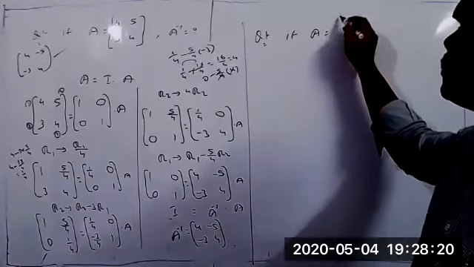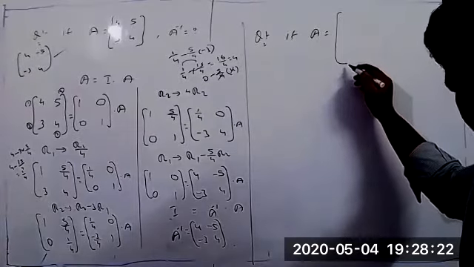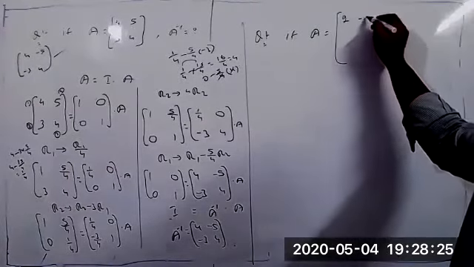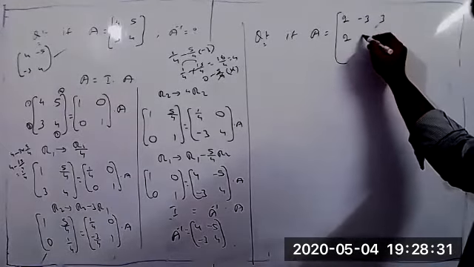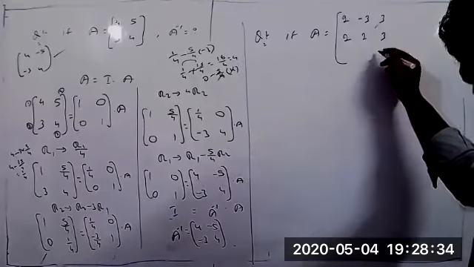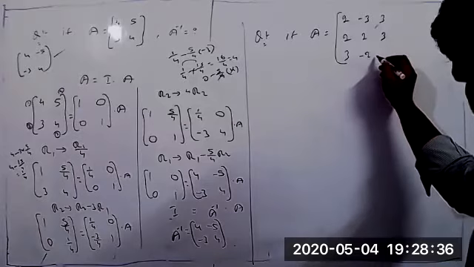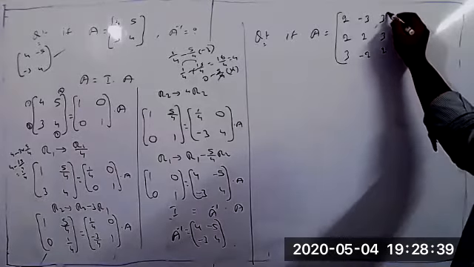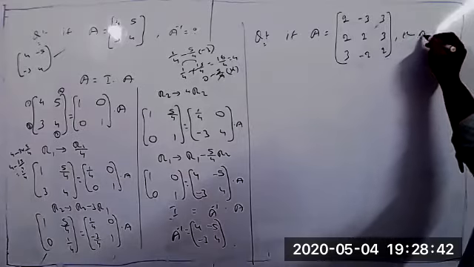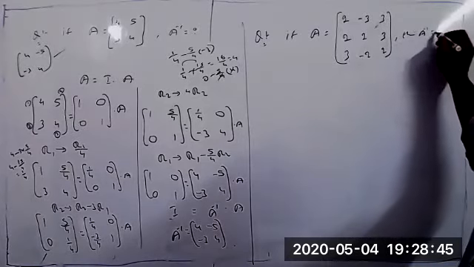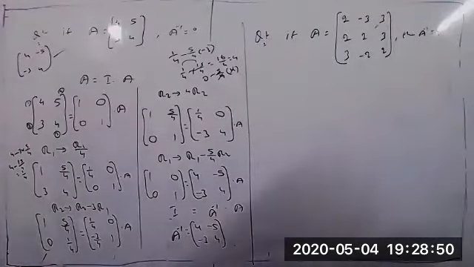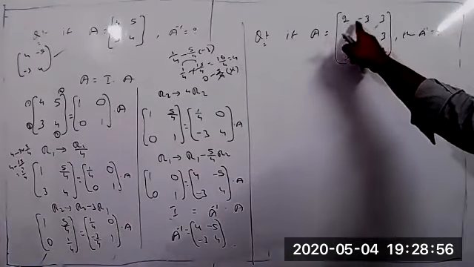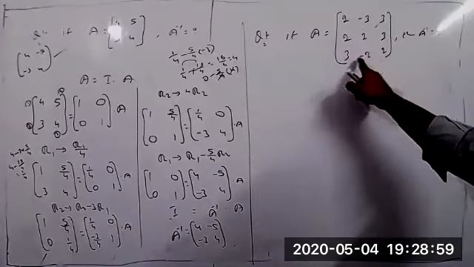Right now, if A equal to the 3 by 3 matrix 2, minus 3, 3; 2, 2, 3; 3, minus 2, 2, then find the value of A inverse equal to how much? A inverse equal to question mark. The problem is a 3 by 3 matrix. Now tell me the order. The matrix A equal to 2, minus 3, 3, 2, 2, 3, 3, minus 2, 2.